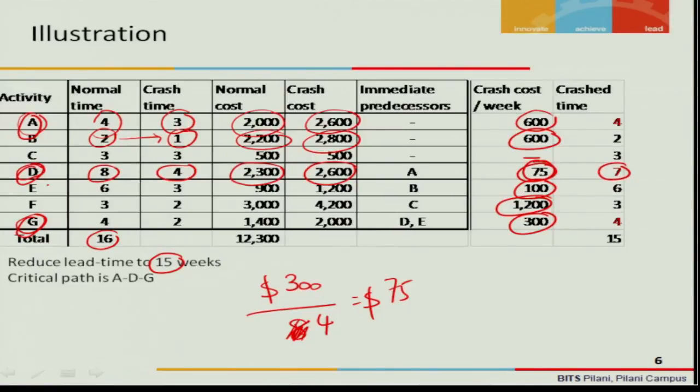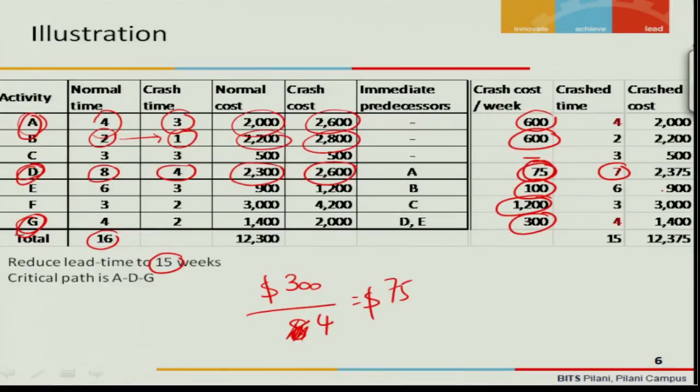So the D gets crashed from 8 weeks to 7 weeks, and when you do that, what happens? Your cost escalates from 2300 to 2375. Right? All other cost remains the same. So the total project escalation will be just $75. So instead of 12,300, this will become $12,375. So this is how you do it.